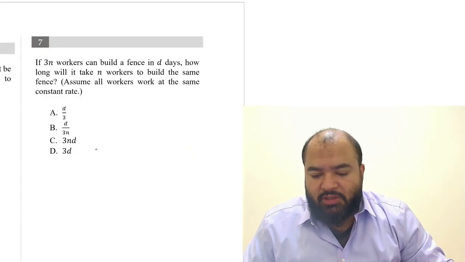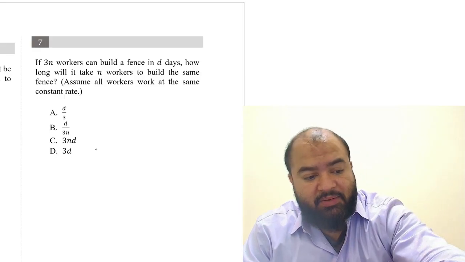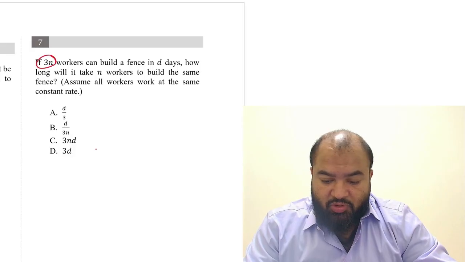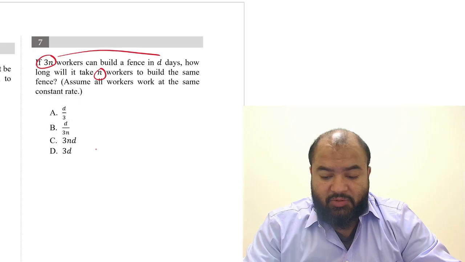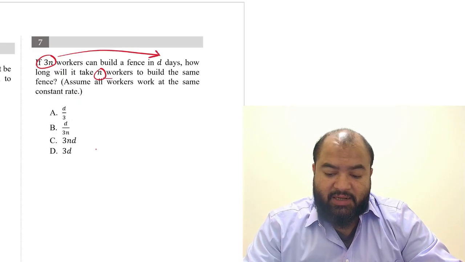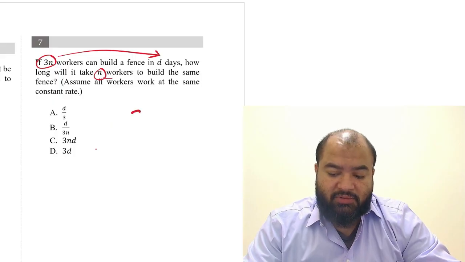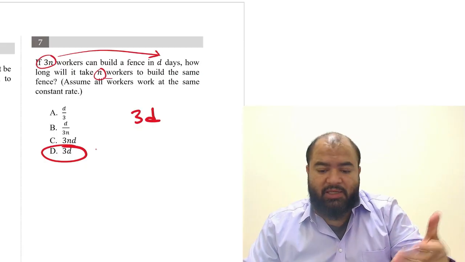Number 7. If 3N workers can build a fence in D days, how long will it take N workers to build the same fence? Assume all workers work at the same time. Here you just have to focus on this, that 3N is more than N workers. When there were more workers, it took D days. So now there are 3 times fewer workers, so the time it will take is 3 times more than what it took. So 3D. When you have fewer workers, it's more days.